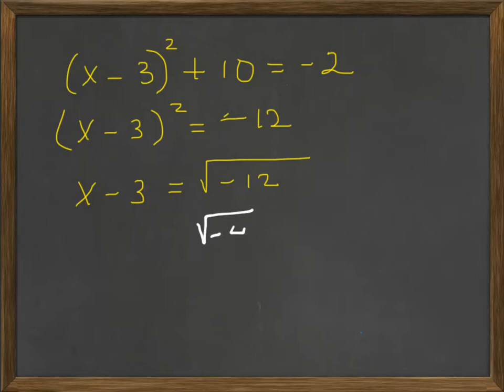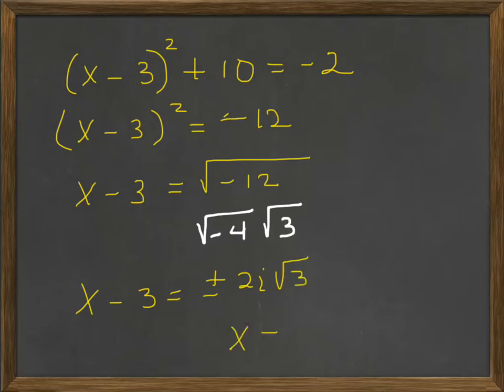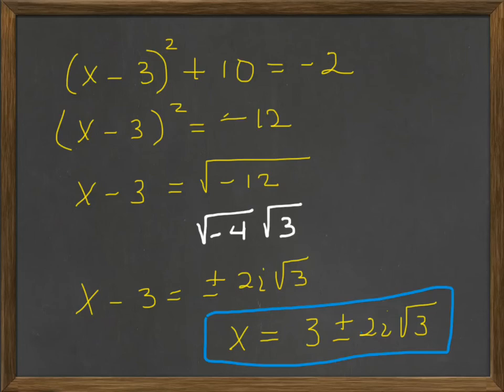Remember, -12 can be divided up into the square root of -4 times the square root of 3. This gives us x - 3 equals plus or minus 2i, because the square root of -4 is 2i, times the square root of 3, because the square root of 3 cannot be simplified. We add 3 to each side, and we get x is equal to 3 plus or minus 2i√3 for our final answer.